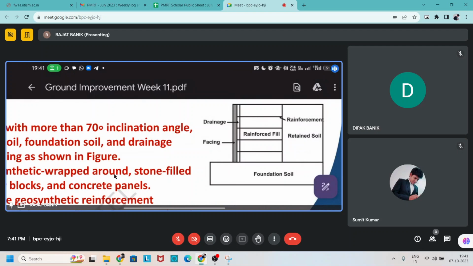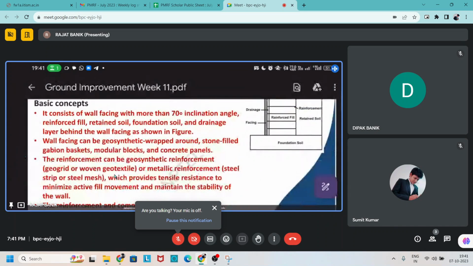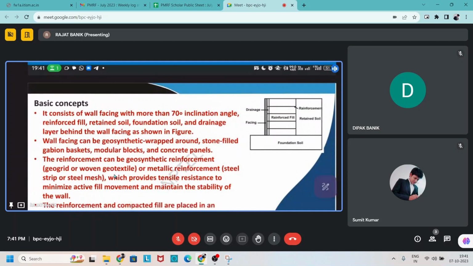One retaining wall is created by reinforced fill material, and one facing is given. Also, a drainage path is given to retain the soil, and it is built on some foundation soil, that means some good soil. So the basic concept consists of a wall facing at more than a 70-degree angle, reinforced fill, retained soil, foundation soil, and a drainage layer behind the wall facing, as shown in the figure.